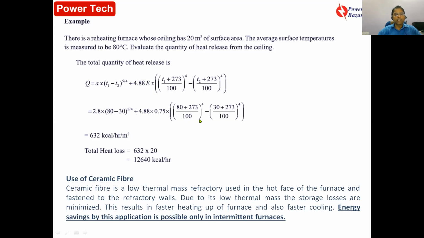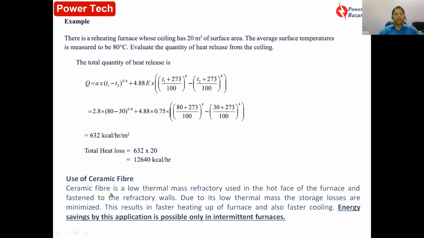So by multiplying 80 and 30, we can find out 632 kilocalorie per hour per meter square of heat loss is happening in the reheating furnace. Now he is asking what is the total loss. So surface area is given, 20 meter square. So by multiplying that, we can find out total heat loss is 12640 kilocalorie per hour.